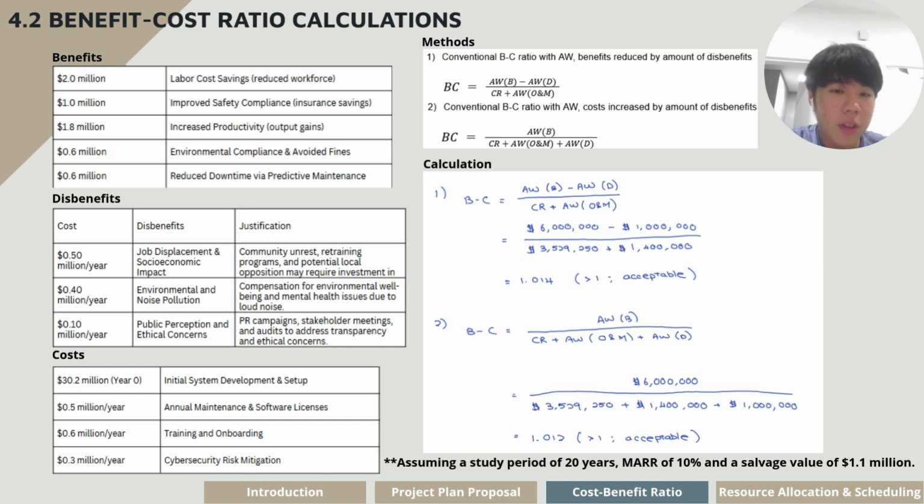For calculations, we first identify the monetary values associated with benefits, disbenefits, and costs, with the justifications stated on the slides. And we're using two methods, even though we acknowledge the fact that if you use the same result, i.e.